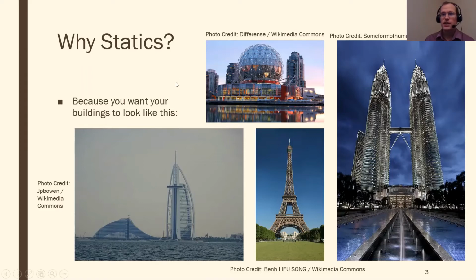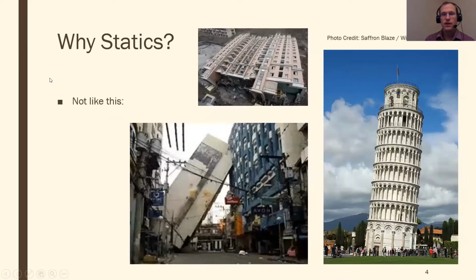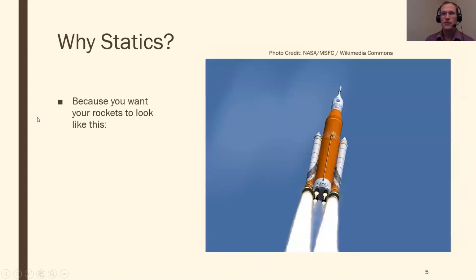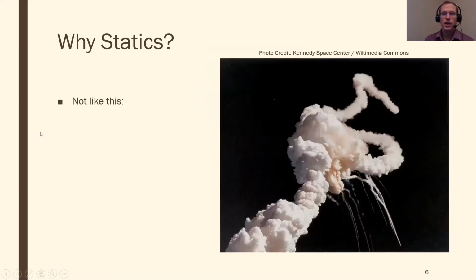So the point of this is to have your buildings look like these beautiful buildings here, not like these buildings that, although maybe beautiful, are not doing what they should be doing. So you don't want your buildings to do that. If you prefer rockets, if you're one of these aerospace type people, you want your rockets to look like this beautiful rocket here, not like that rocket.